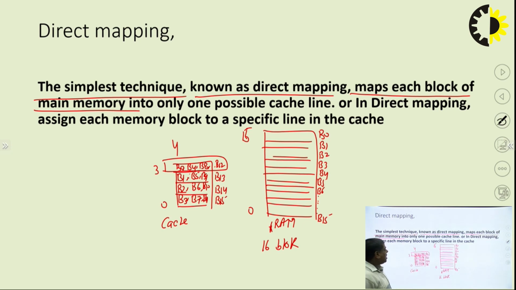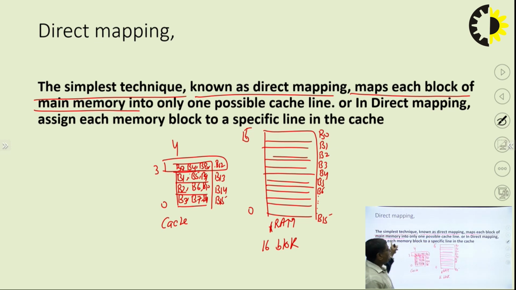It means the first block of the cache is fixed for a number of blocks in the main memory. The first block of the cache involves only the B0 block, B4 block, B8 block and B12 block. Similarly, the second block of the cache can be mapped with the B1 block, B5 block, B9 block and B13 blocks. Can you see how this definition is explained by this example?